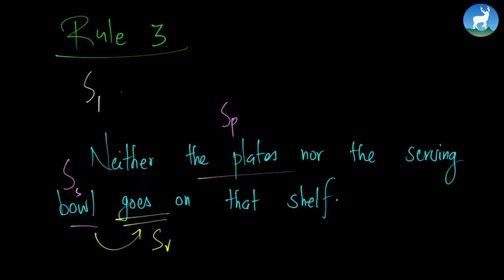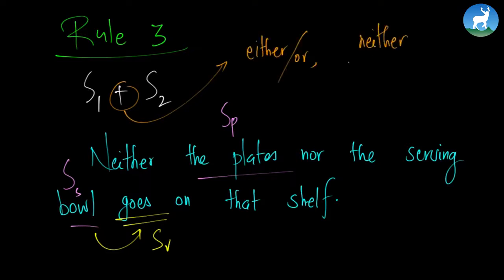Now, you know the rule, right? We have subject 1 connected by something to subject 2. And what are these words? Connectors. They are either or, neither nor, or simply or. So these are the words. Now what's the rule? The verb in an or, either or, neither nor sentence agrees with the noun or pronoun closest to it. Right? So that is the rule. We look at the closest subject. Now let's go to rule number 4.